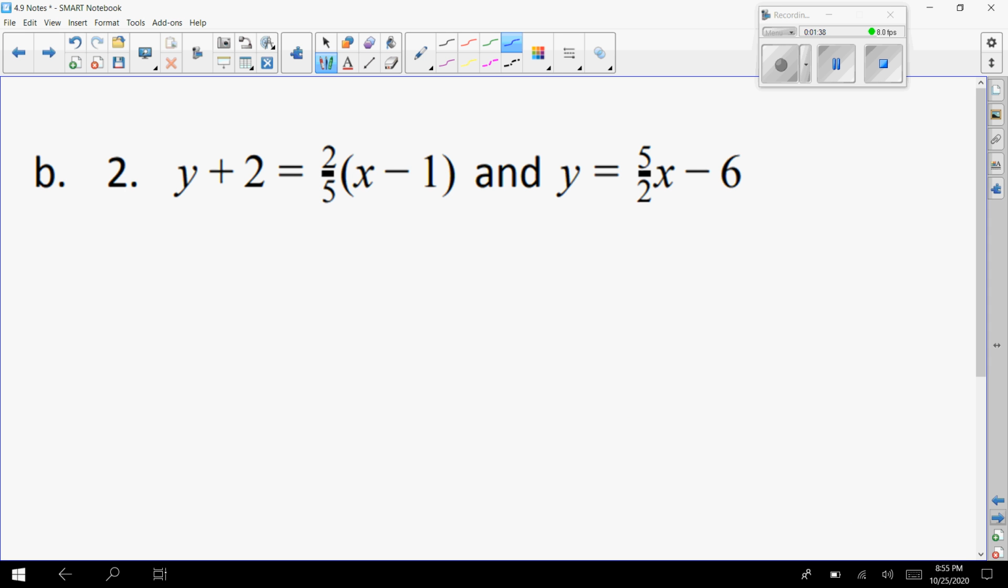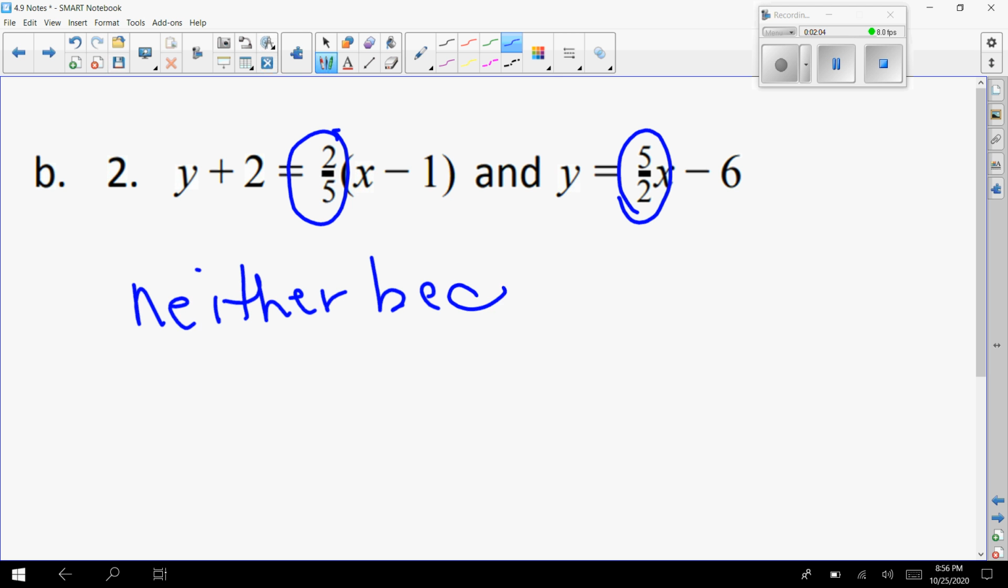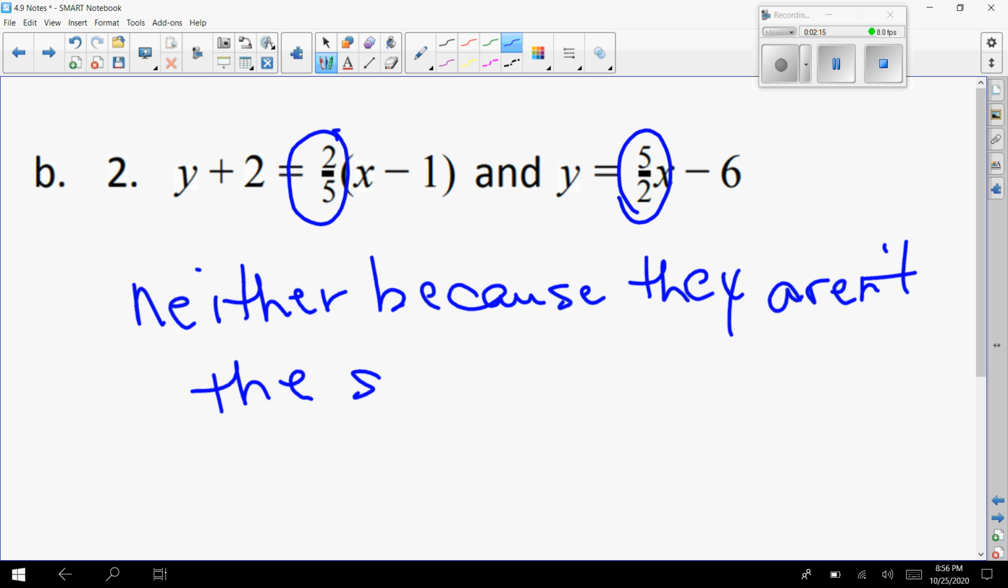In our next example, again, we need to determine the slope. This is in point slope format, so the slope is 2/5. This is in slope-intercept form, the slope is 5/2. They are reciprocals of each other, but they are not opposites, so neither, because they aren't the same or opposite reciprocals.